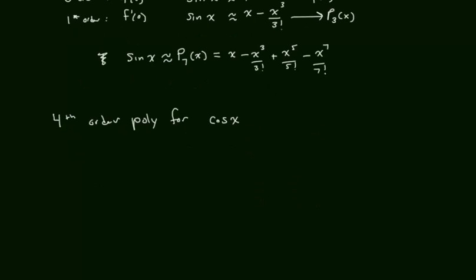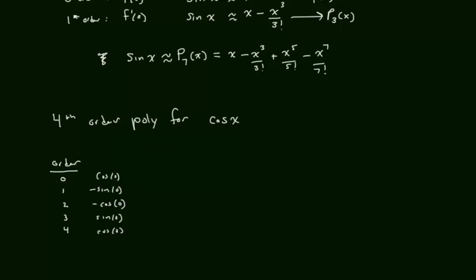Okay, so how about a 4th order Taylor polynomial for the cosine of x? Order 0, order 1, order 2, order 3, order 4. Just to write it in a different way, this would be the cosine of 0, this would be negative sine of 0, this would be negative cosine of 0, positive sine of 0, cosine of 0.